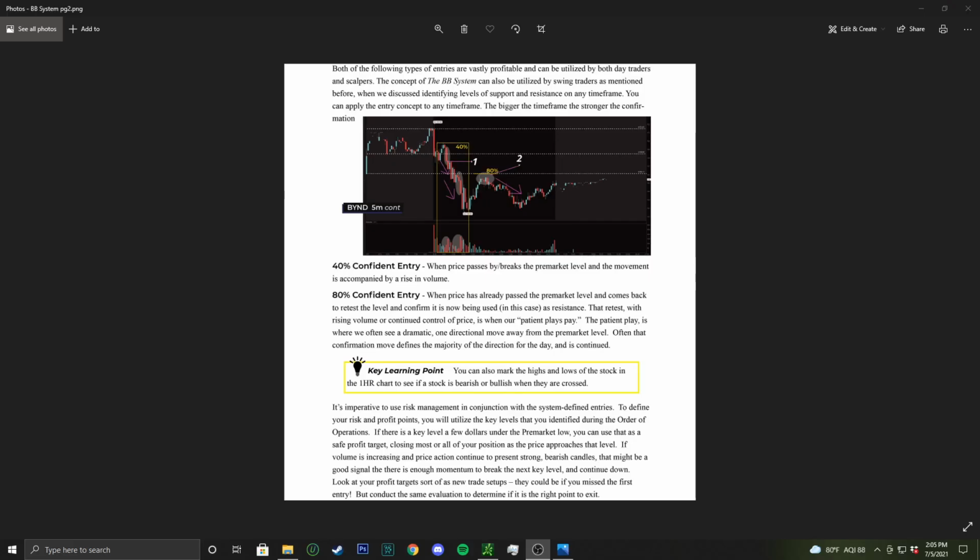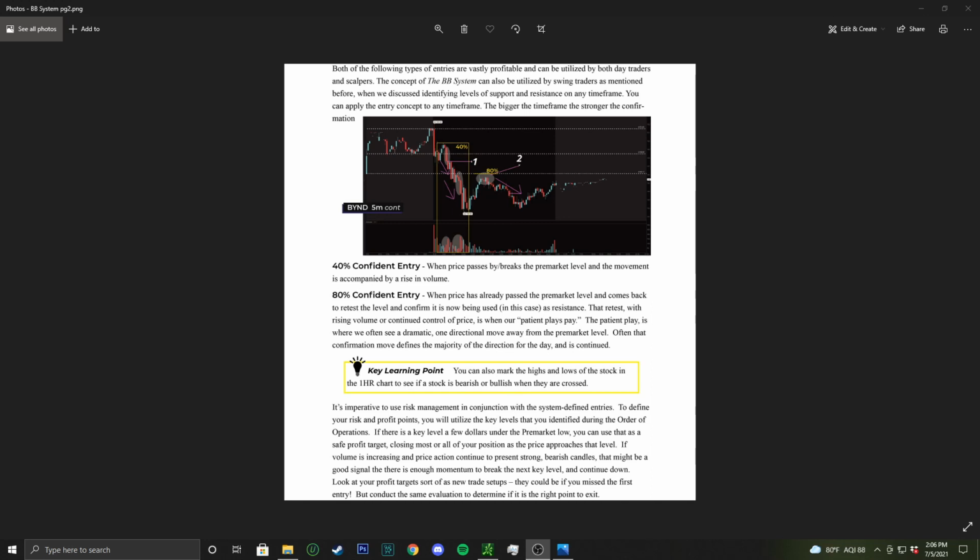Alright, so now that we've gotten past the basics of how we day trade, how we find our levels, and what we're really looking for when we're getting into this, we can get into the types of entries. We have two types of entries that we cover in my community, and that's the 40% entry and the 80% entry. And that is just levels of confidence. That isn't profit percentages or anything. Just levels of confidence.